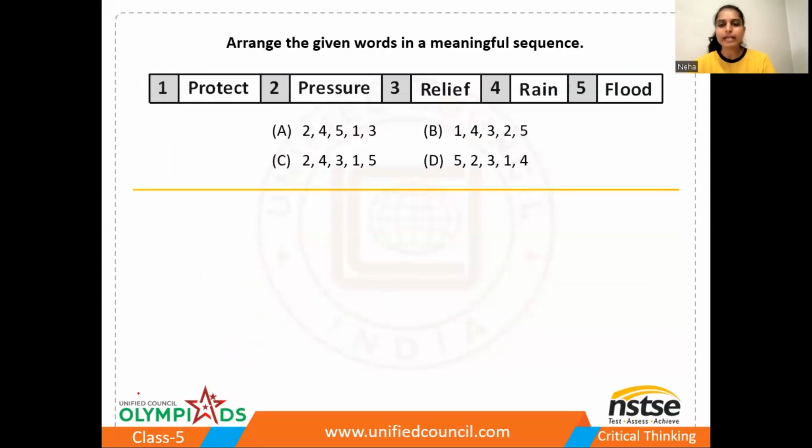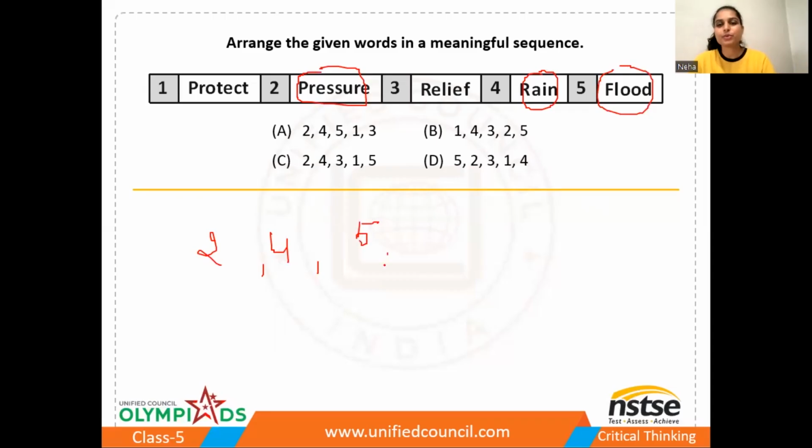Now let me present the next question. Here is the next question on the screen. The next question says, arrange the given words in a meaningful sequence. My words are protect, pressure, release, rain, and flood. So which one will be the first? Yes, the pressure, right? When pressure increases, rain will come, right? So first 2 and then 4, correct? And after that, rain, if it is heavy rain, then flood will come.